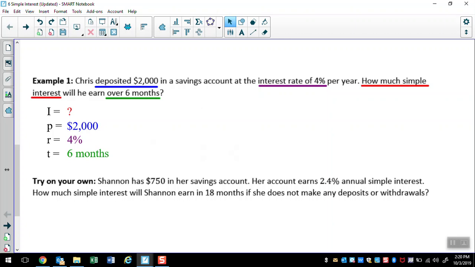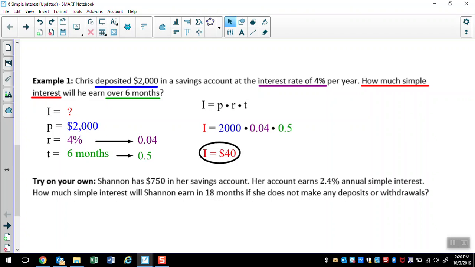So we're going to take out our formula. We're going to write our formula down and we're going to substitute in our values. Before we can do that, we need to do some converting. Our percent, we're going to convert over to a decimal. Our time has to be in years. So 6 months is the same as half of a year, 0.5. So these are the two numbers that we're going to use for my rate and time. So now I can substitute in, and then I can put this into my calculator, and we end up with $40. So over the course of 6 months, Chris is going to earn $40 in interest.